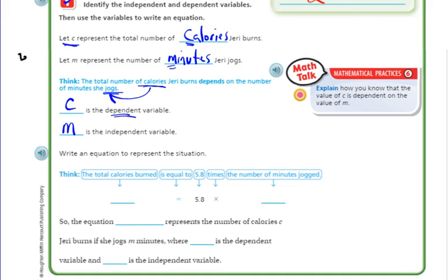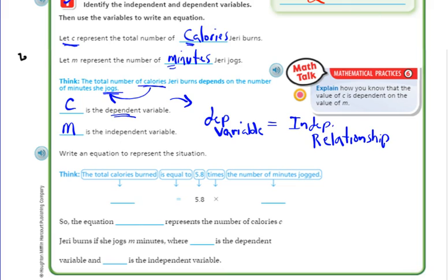Now, one thing I want you to make a note of here on the side, when you write your equation, you're always going to write the equation starting with the dependent variable. So your dependent variable will always be first, and you will always set that equal to whatever the relationship is with your independent. All right, so that is your relationship with your independent.